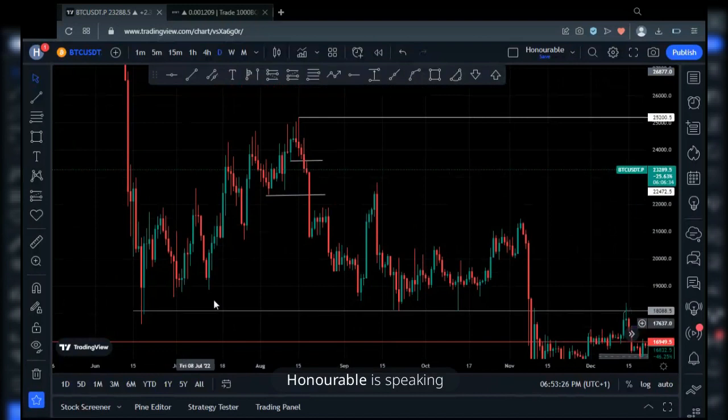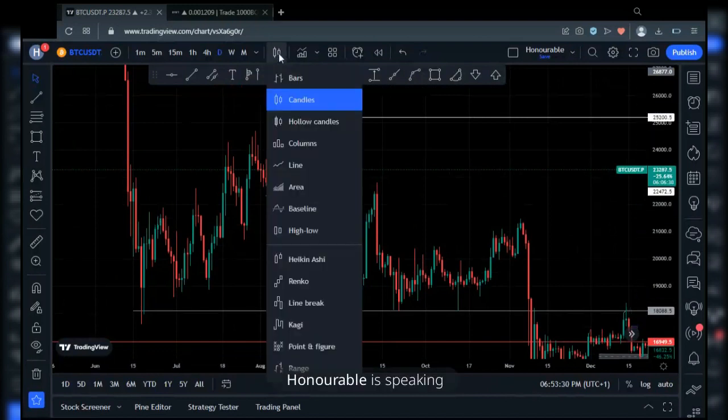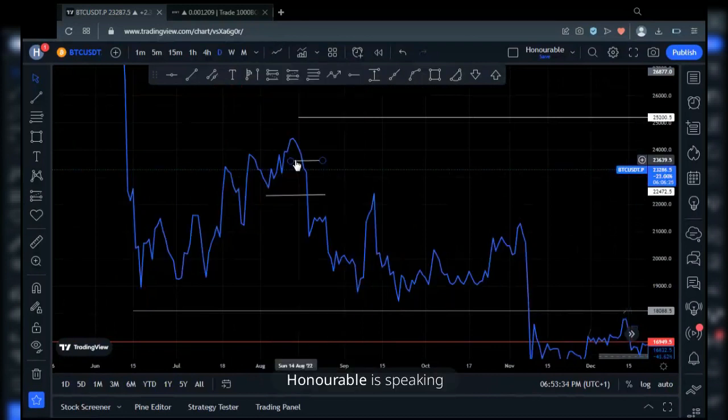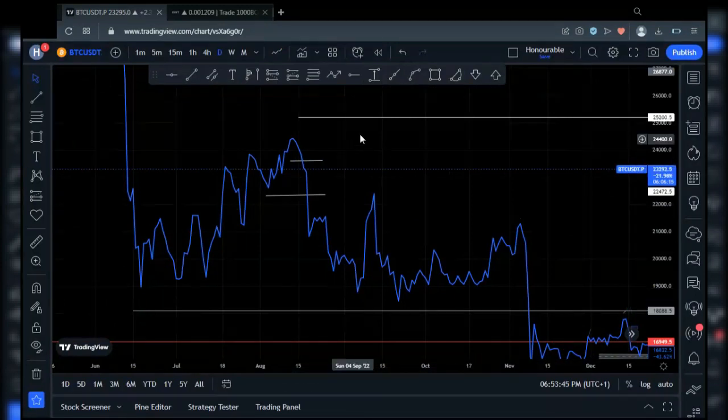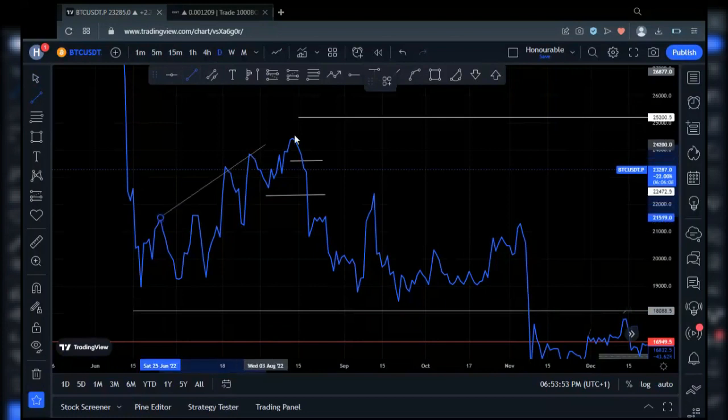Now, take a look at this, for example. You can as well move to a line chart to get a trend line. You can move to a line chart to get your trend line, then turn back to your candlestick chart. For instance, take this here, and you see.